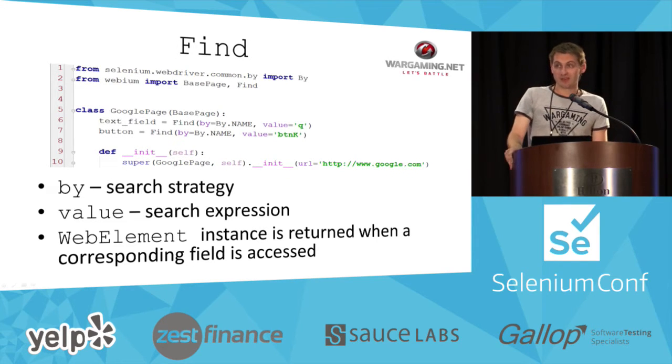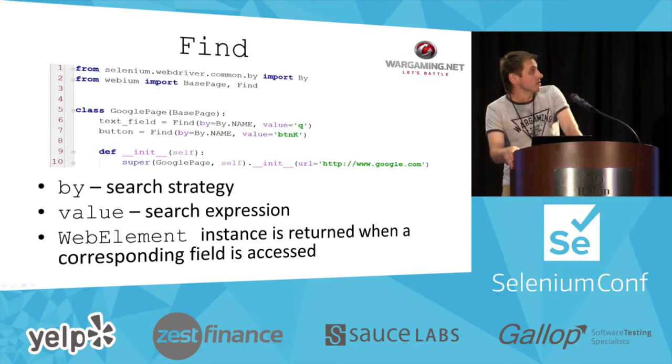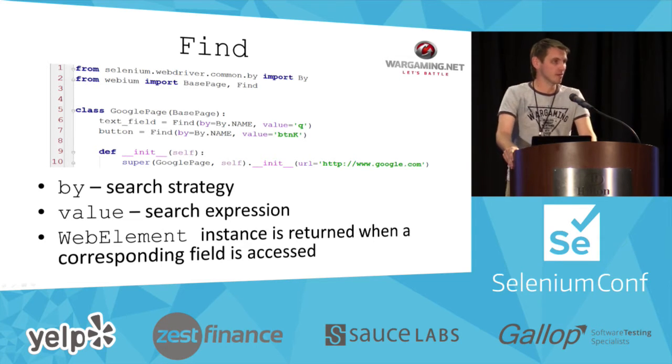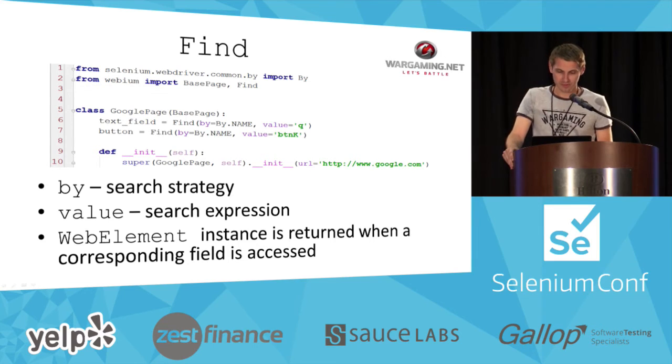Find statement describes how to search for an actual element on UI. You specify search strategy, search expression, and if it is required, a type of element. If you do not pass type of element, it will return WebElement instance by default.